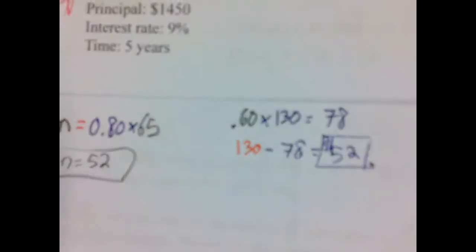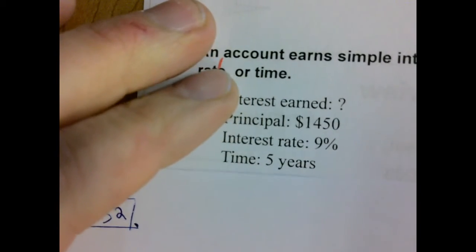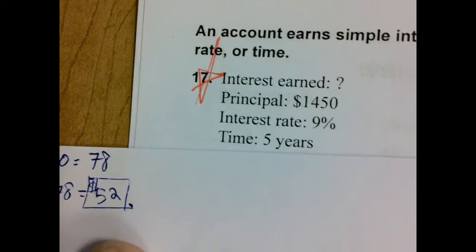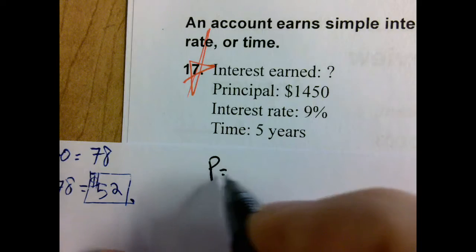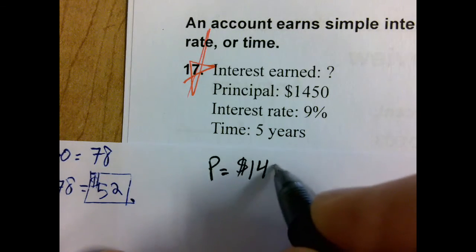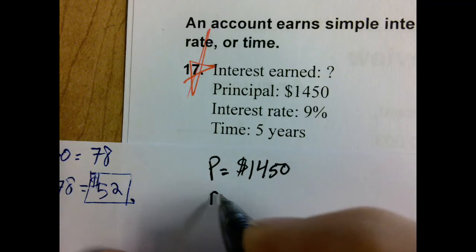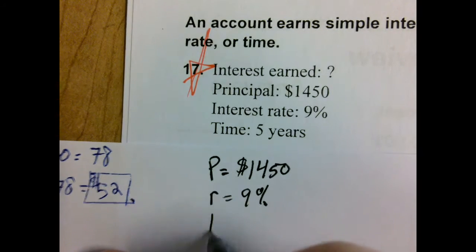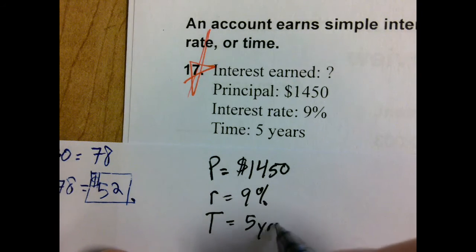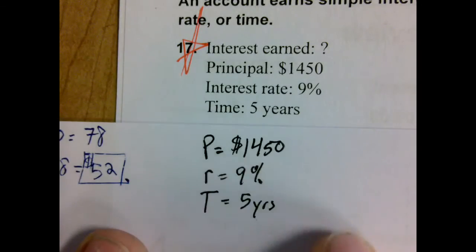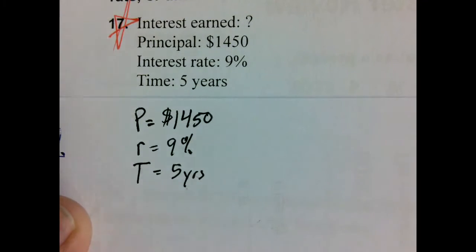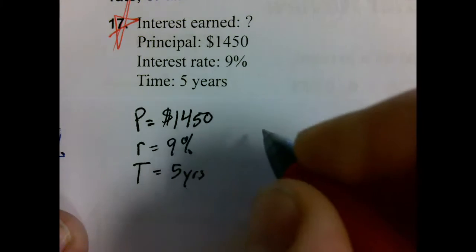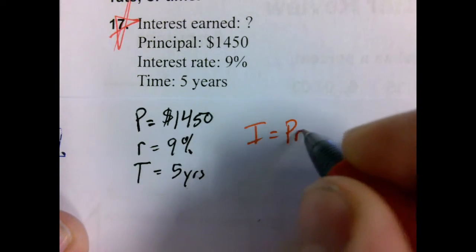How about number 17? An account earns simple interest. Interesting. So whether it looks like that, whether it's a word problem, or sometimes on number 17, they might just, like our chapter test had, say P equals 1,450. Your R is 9%, and your T is 5 years. You don't need to write that in, but it may look like one of these two setups, or it may be a word problem. Either way, simple interest, I always say, who's our friend that likes to play? And it's I perts. I equals PRT.